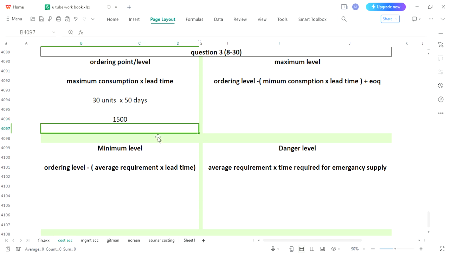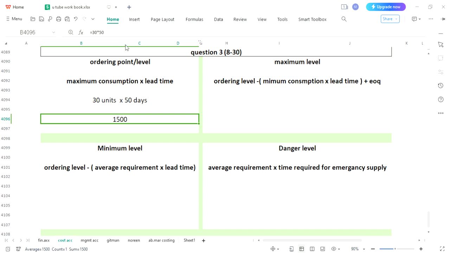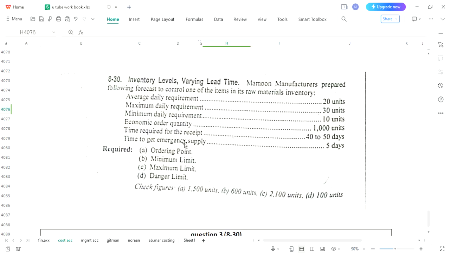This is your ordering level. All right. So as it has been completed, let's mark it as our completed answer, 1500. Okay, let's see what answer is given. A point was ordering level and you have your answer, 1500 units.